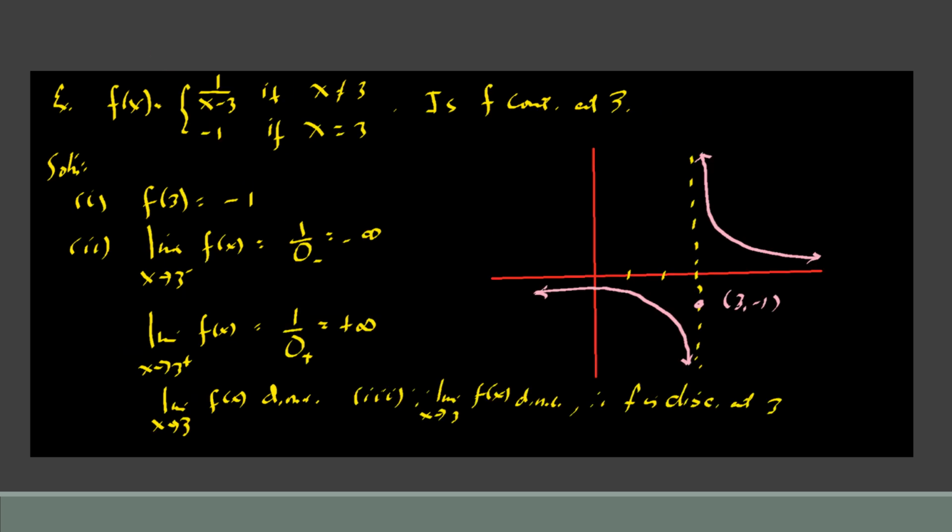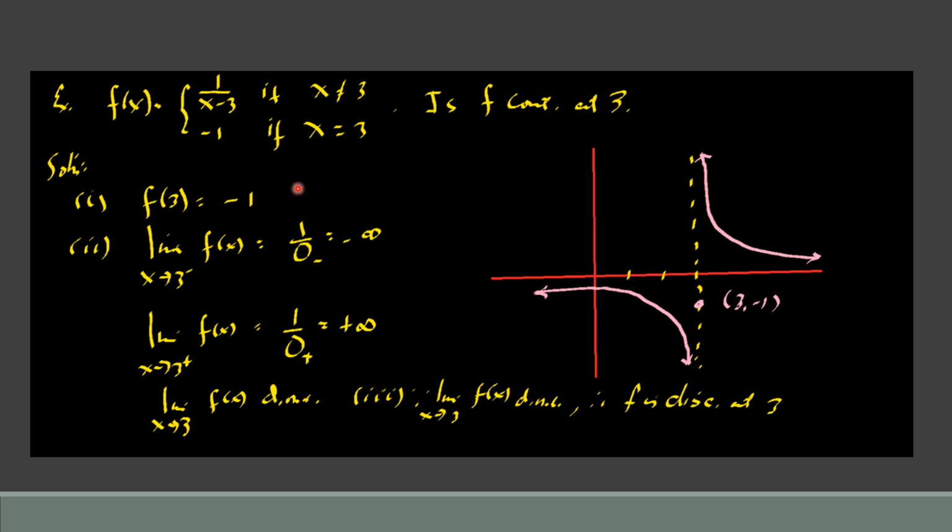Let us now consider the function f defined by f of x equal to 1 over x minus 3 if x is not equal to 3, and negative 1 if x is equal to 3. We check on the continuity of f at the number 3. So f of 3, when x is 3, f of x is negative 1. So the function value at x equal to 3 is negative 1.